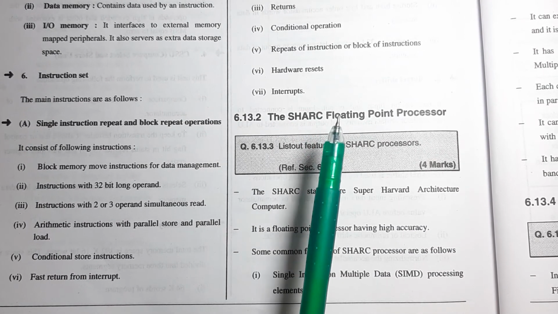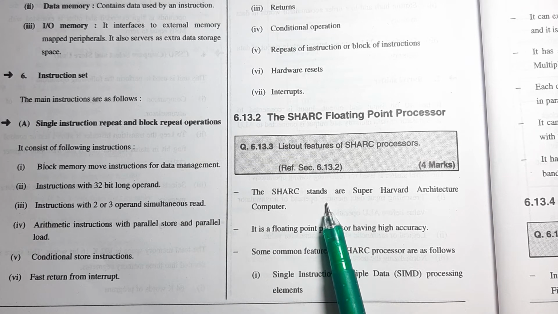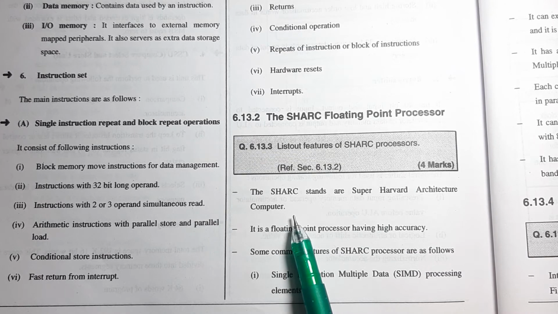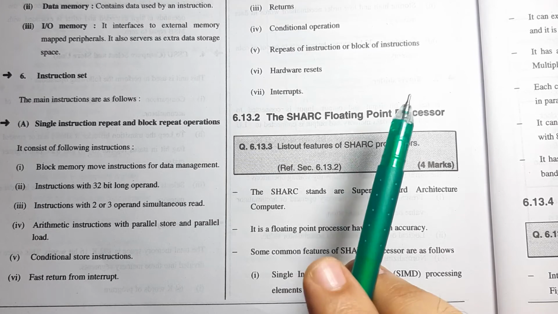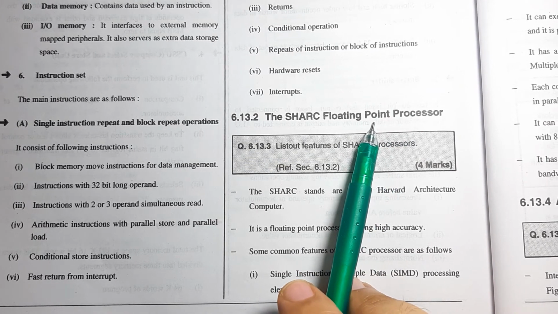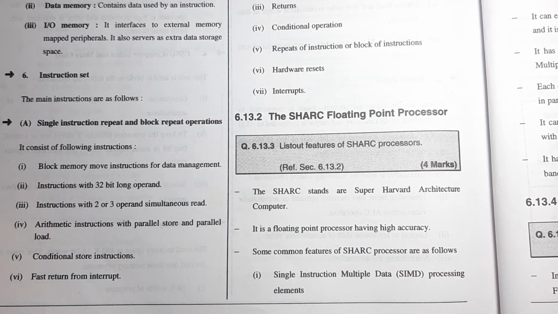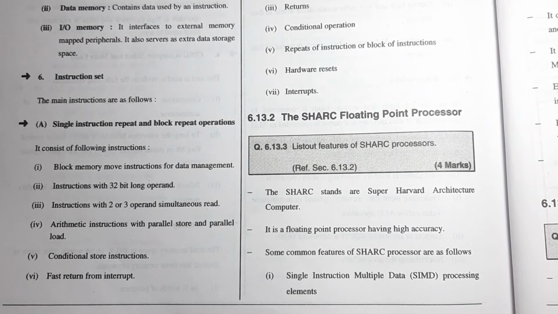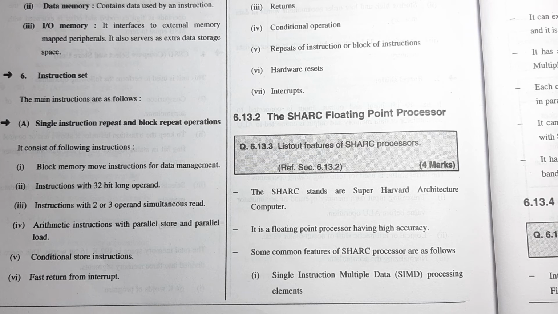The SHARC floating point processor. Now the SHARC stands for Super Harvard Architecture Computer. That is nothing but simple SHARC floating point processor. Since the word floating point is being introduced over here, that means the input will be much higher, numbers having the power 10 raised to 20, 30, 40, depending upon the type of input that we are going to give this processor. Now it is a floating point processor having a very high accuracy.